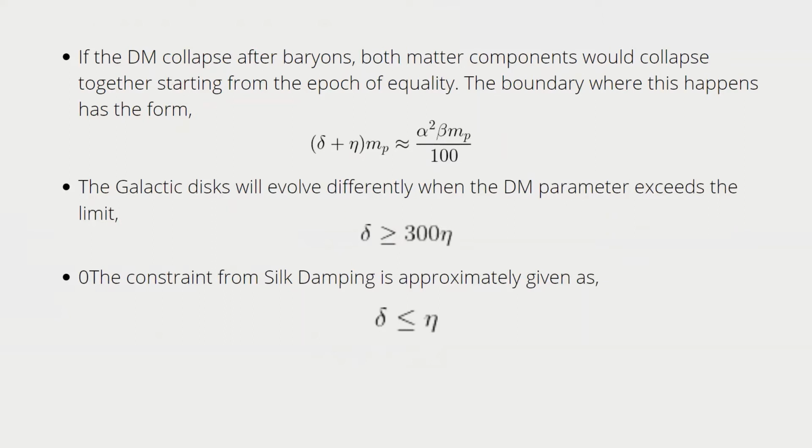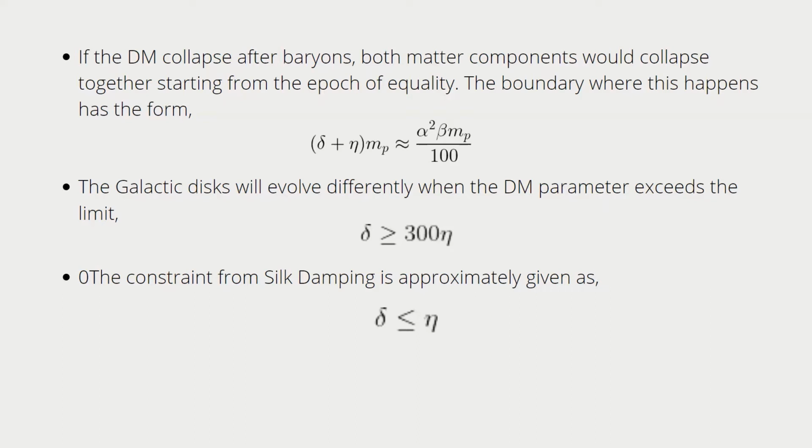So yeah, the third one is that in our universe, the epoch of recombination and photon decoupling occur after the matter radiation equality. So what would happen if we reverse that? Nothing much will happen, but still the boundary where this happens has the form of the following equation, the first one. The fourth one comes from the fact that if there is less matter abundance, then this fragmentation will occur.